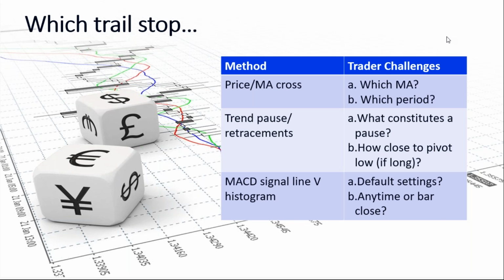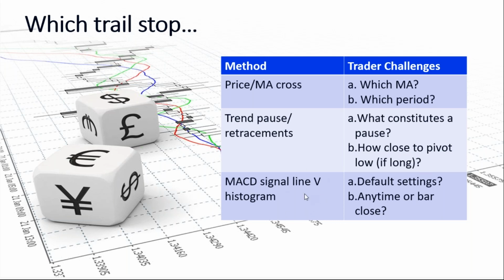Are we going to use an exponential? Are we going to use a simple? Generally speaking, people use a simple. And which period? Are we going to use trend pauses or retracements? So what constitutes a pause? And if we are trading a long trade, how close to the pivot low do we put it? I'll show you examples of all of these in a minute for clarity.